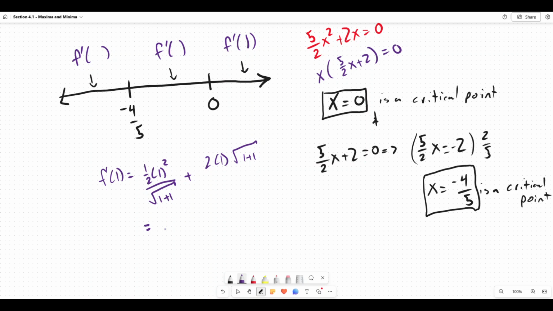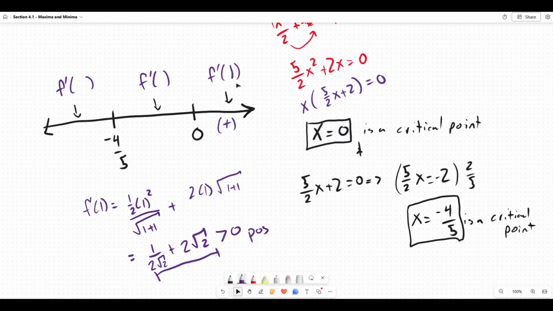All I really care about, notice this is going to be 1 over 2 times the square root of 2 plus 2 times the square root of 2. I don't care what this value is exactly right now. All I care is that it's greater than 0 and positive, which means to the right of this critical point, the function's derivative is positive, which means the original function graph is increasing.